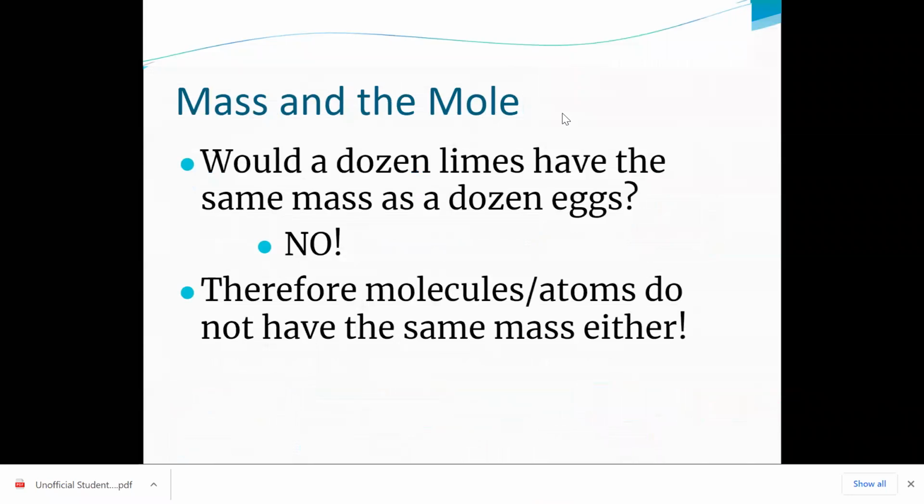Next, we have to think logically here for a second. Mass and the mole. Would a dozen limes have the same mass as a dozen eggs? The answer to that is quite obviously no. You know that by looking at it. But you may not have thought before about the fact that the same amount of 2 different atoms is not going to have the same mass either. So if you had 1 mole of hydrogen gas, that's not going to weigh the same as 1 mole of gold, because hydrogen and gold have 2 different weights, 2 different masses. So it works the same way.